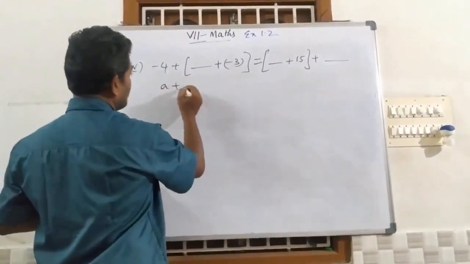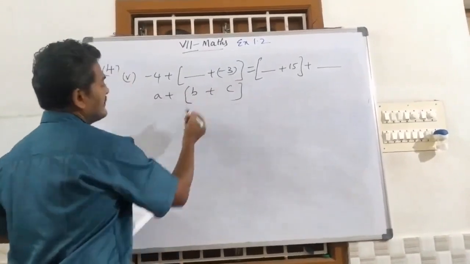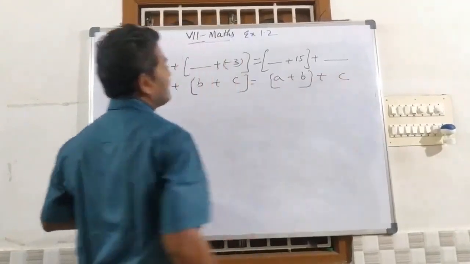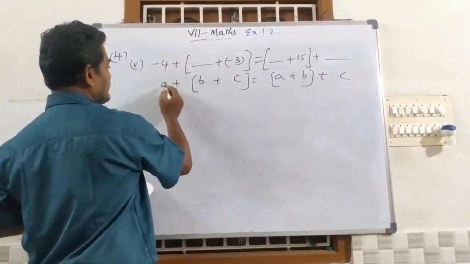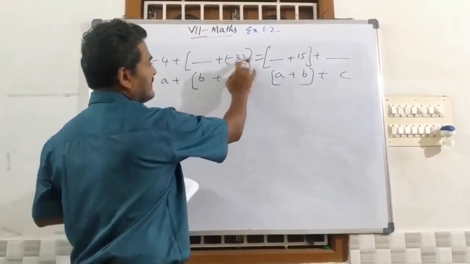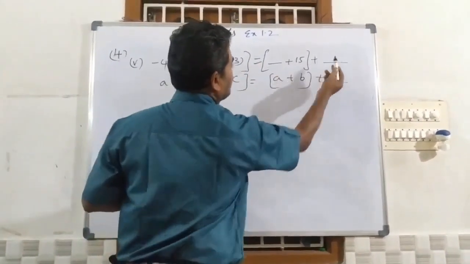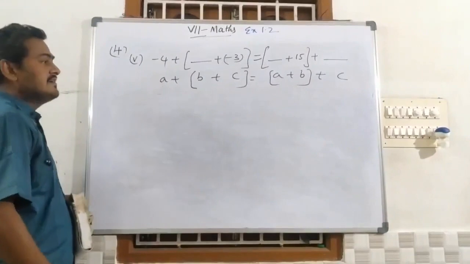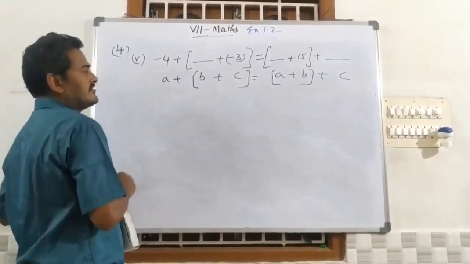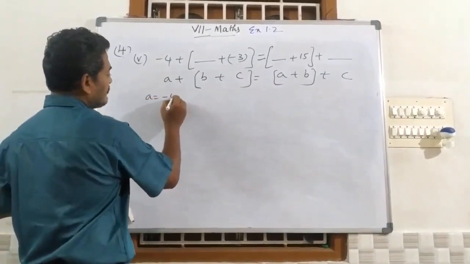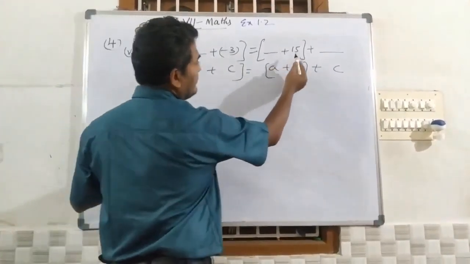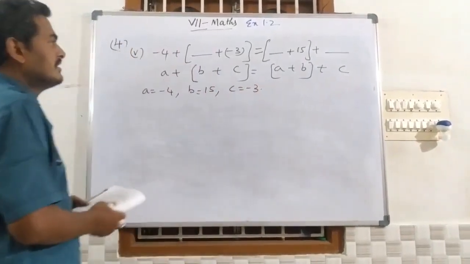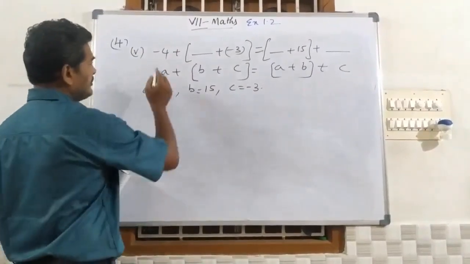So it is A plus B plus C equal to A plus B plus C. If you compare this, for what property is it? First of all, it is the associative property under addition. So the A value, what is that? A equals minus 4. B equals 15 and C equals minus 3. The C value is minus 3.